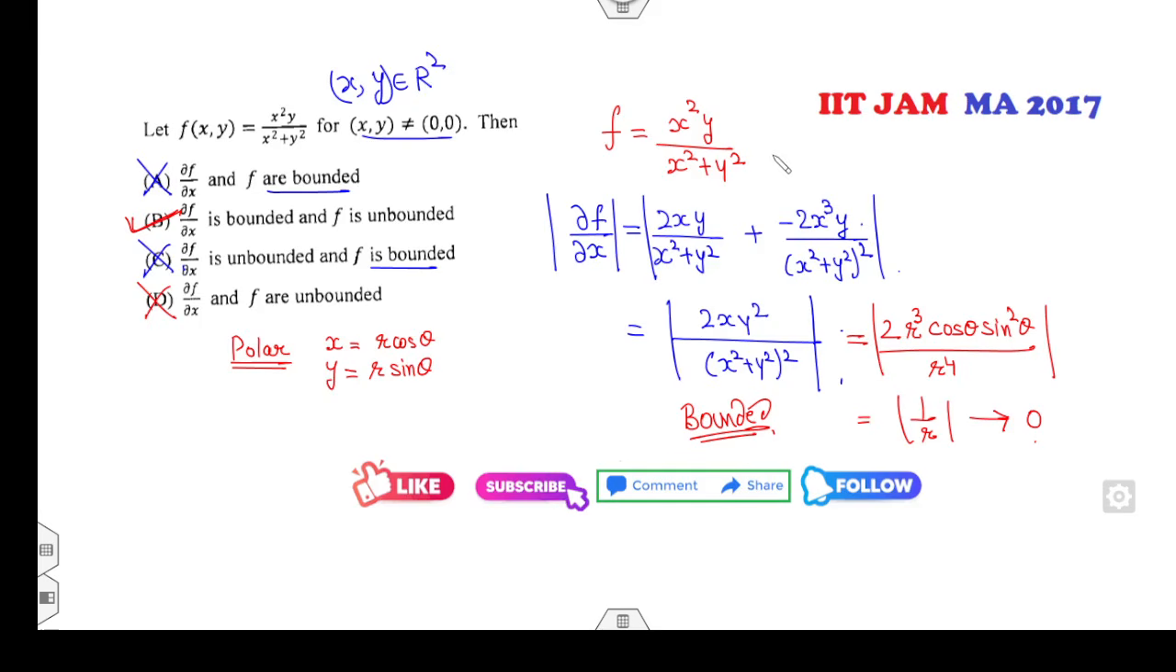Fine. Here also, convert this into polar. So that is r cube cos square sin divided by r square, and clearly whenever r approaches infinity, that goes to infinity. That means f is unbounded. So the right answer is B, the correct answer of the problem.